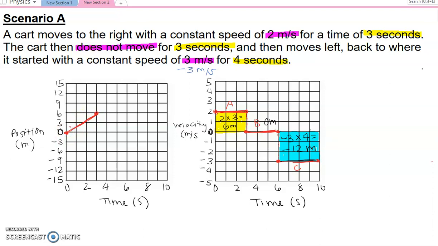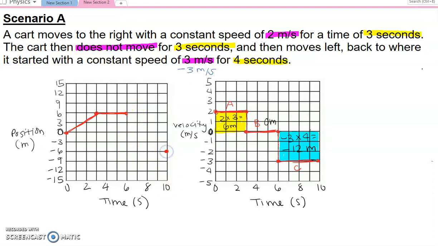For the next 3 seconds, I don't move, meaning my position does not change. I have a flat line at 6 meters. Now, I travel 12 meters in the opposite direction. So that 12 meters at 10 seconds doesn't put me at negative 12 because 6 of those meters are above my 0 line. So if I want to take away 12, I need to travel a total distance of 12. After 10 seconds, my dot is at negative 6.